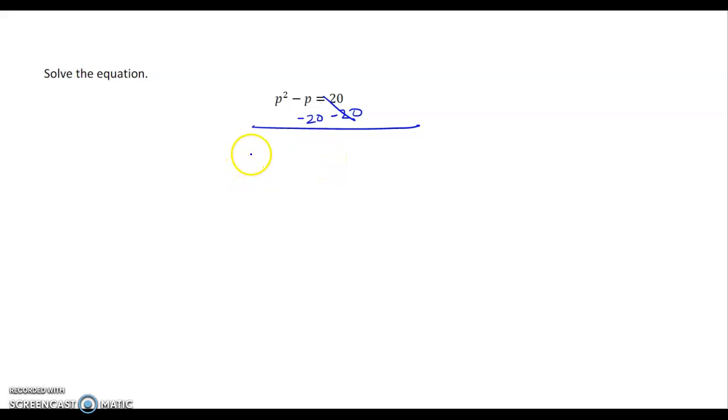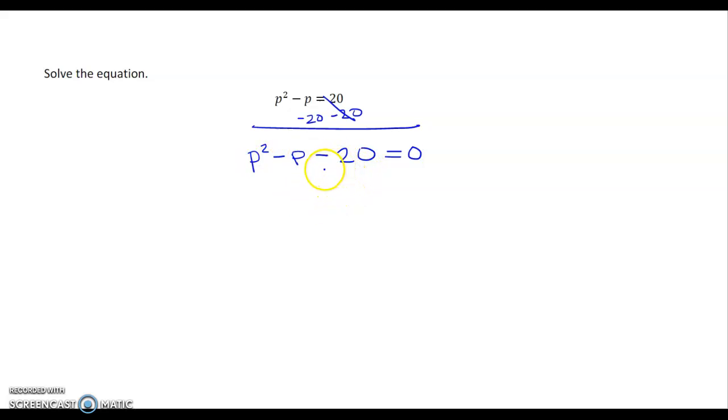So that cancels and we'll have p squared. Now negative 20 can't combine with either of those. It's not a like term. So p squared minus p minus 20 now equals 0. Okay, at this point we're going to factor this if we can.